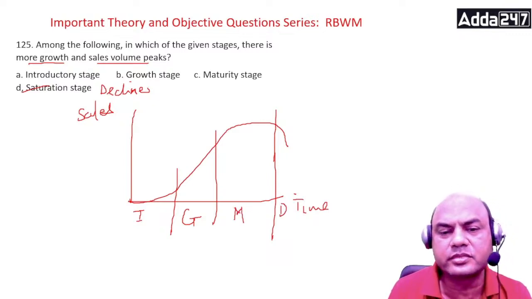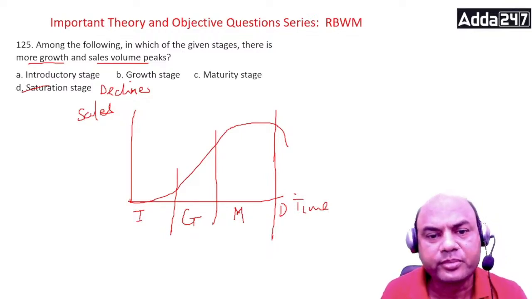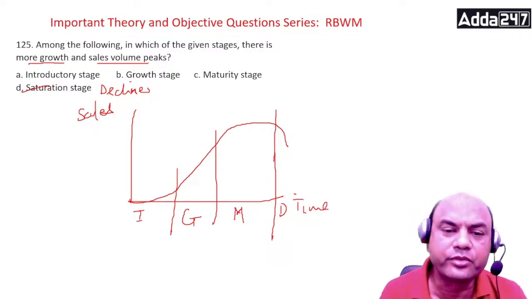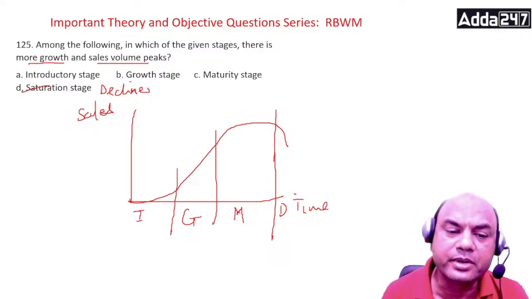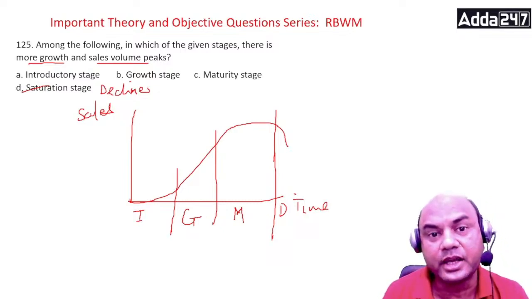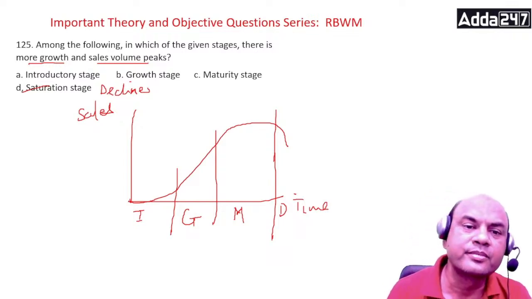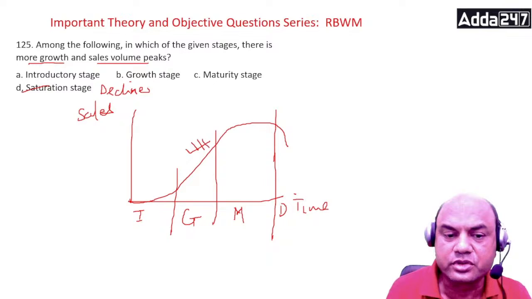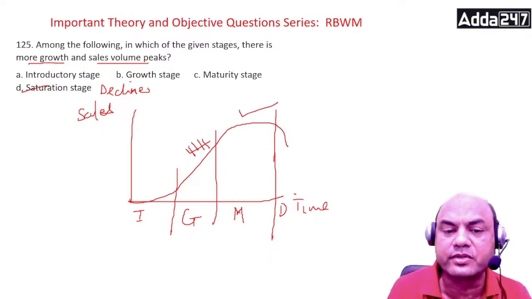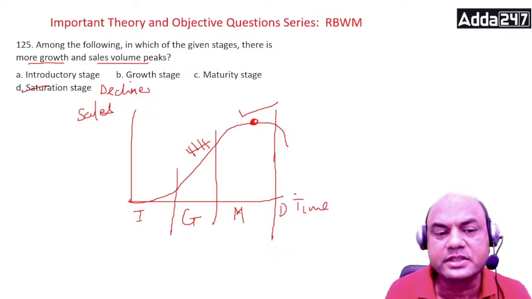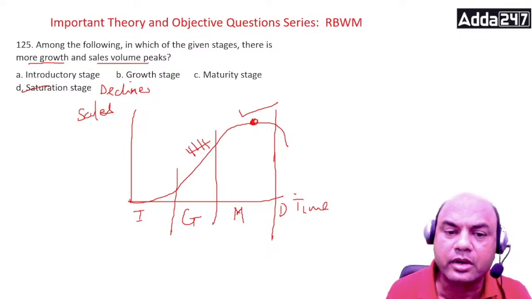Now if you are a business owner, what will you try to do? Where should your company be? Type in the comment section. If you are the business owner, where should your company be? In the introduction phase, growth phase, maturity phase, or decline phase? Many of you are typing that you should be in the growth phase, but this answer is wrong. You should not be in the growth phase. You should be in the maturity phase. Why? Because you want the maximum sales. Where is the maximum sales? Maximum sales is in the maturity phase. So you'll try to keep your company in the maturity phase.